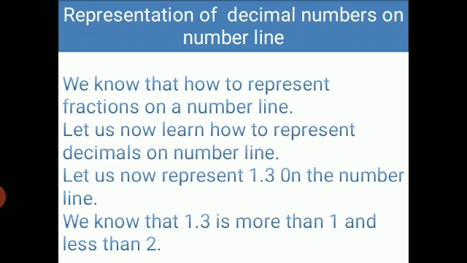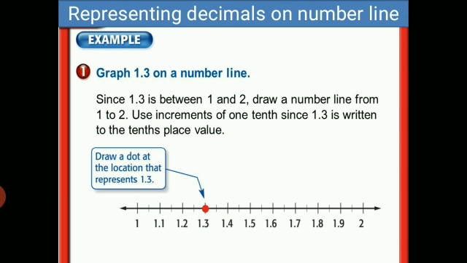Now let us represent 1.3 on the number line. We know that the number is 1.3. So 1.3 is greater than 1 but less than 2. Example: 1.3 on the number line.